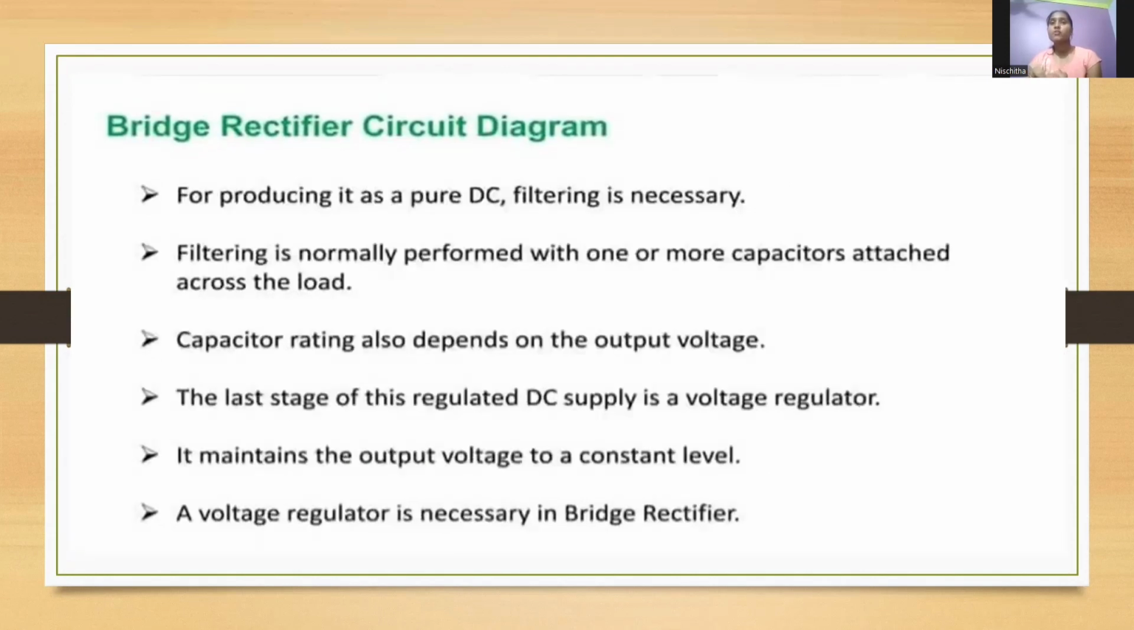Next, for producing pure DC, filtering is necessary. Filtering is normally performed with one or more capacitors attached across the load. Capacitor rating also depends on the output voltage. The last stage of this regulated DC supply is the voltage regulator. It maintains the output voltage at a constant level. A voltage regulator is necessary in a bridge rectifier.